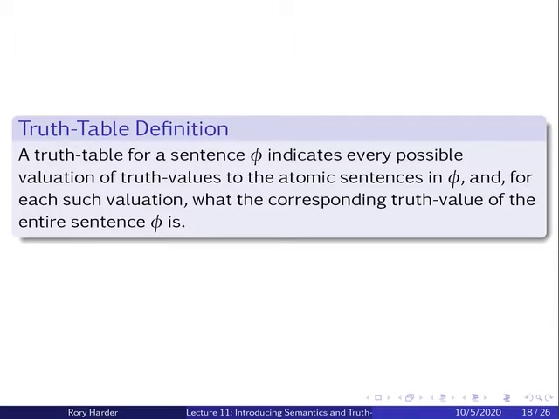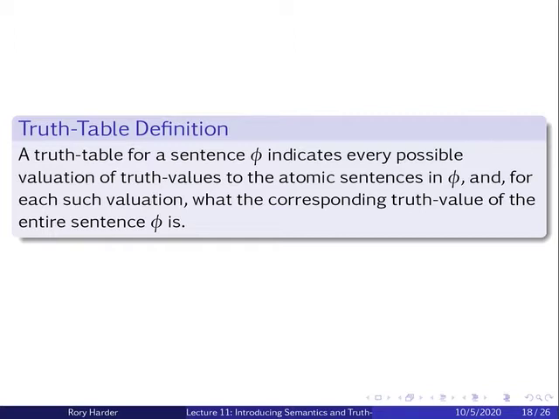A truth table for a sentence phi indicates every possible valuation of truth values for the atomic sentences in phi, and for each such valuation, the truth table says what the corresponding truth value of the entire sentence is. So this is a mouthful, but as this video progresses, hopefully it will become clear what this is saying.